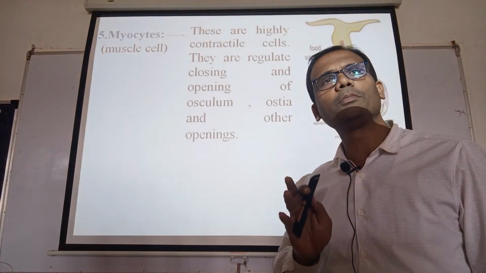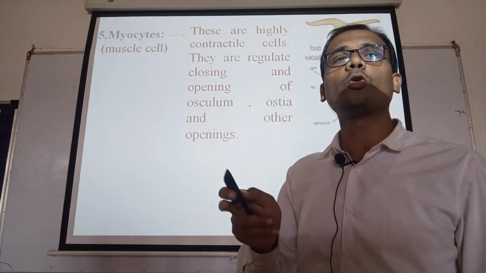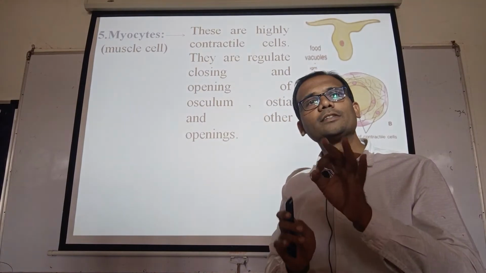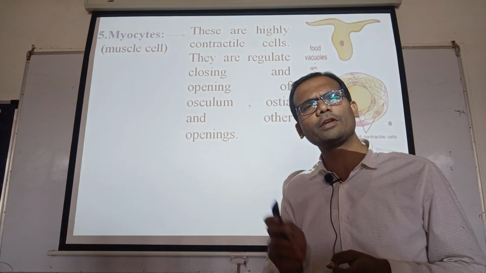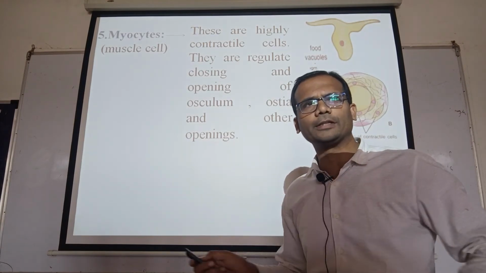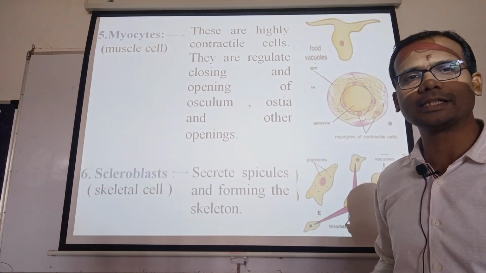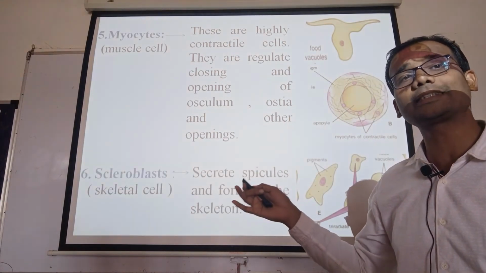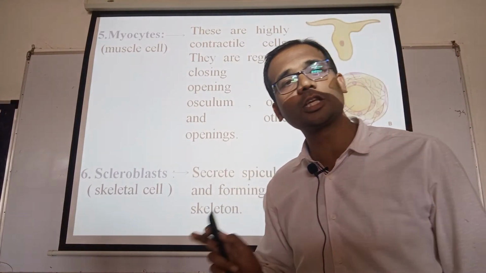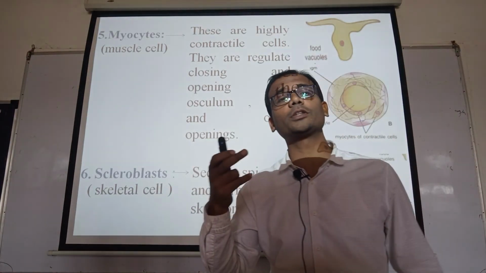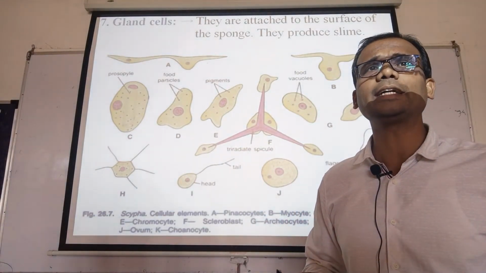Myocyte cells are the muscle cells, which are highly contractile cells. They regulate the closing and opening of pores, that is the ostia and also the osculum, and also the other opening, the apopyles. They are controlled by the myocytes. Then scleroblast cells, the skeletal cells, secrete the spicules, and those spicules act as the skeleton in Scypha and in poriferans. The last cell is the gland cells.